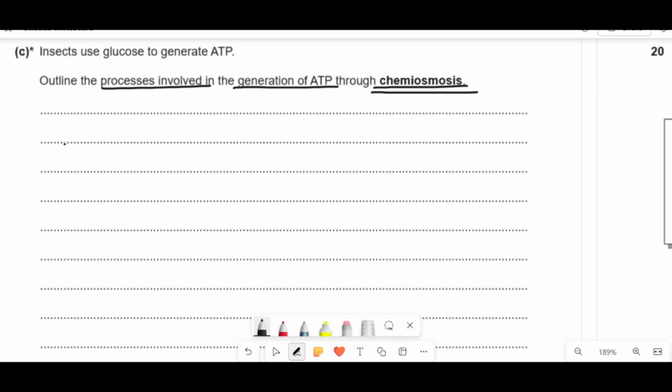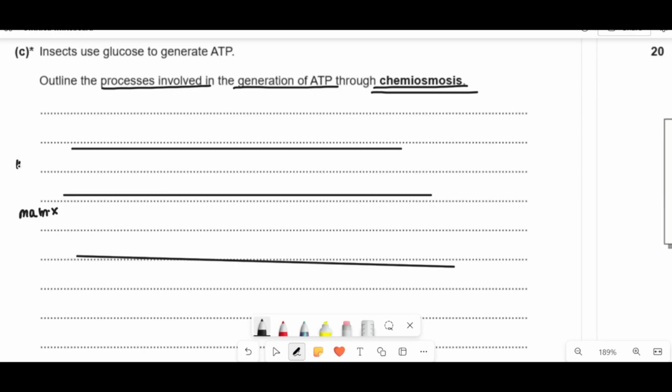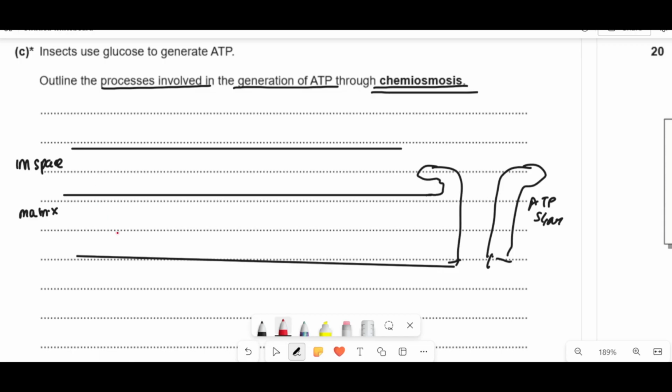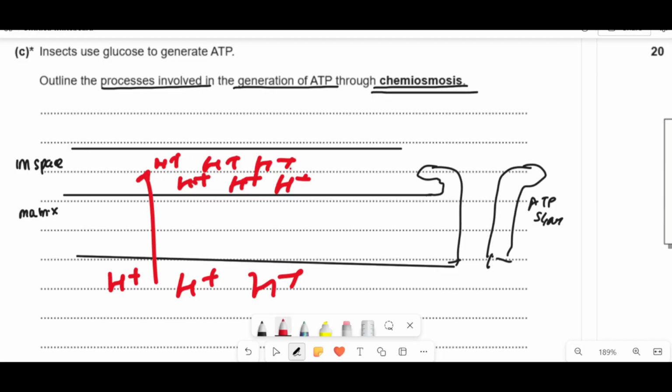If I draw a quick diagram of what's going on, matrix, intermembrane space, right? What happens is we're trying to shove protons out of the matrix like this into here. Once they're in the intermembrane space, obviously the concentration is going to be higher here, so the protons are going to want to move down, facilitated diffusion through ATP synthase, which is a channel protein. As it's doing that, its movement is what's driving ATP synthesis, and yeah, that's pretty much it. So this is the chemiosmosis bit.